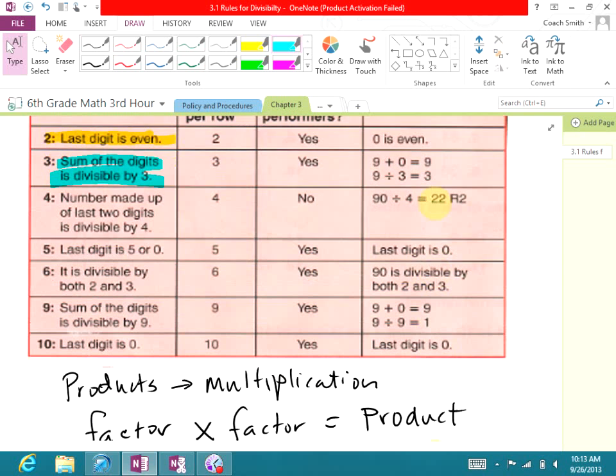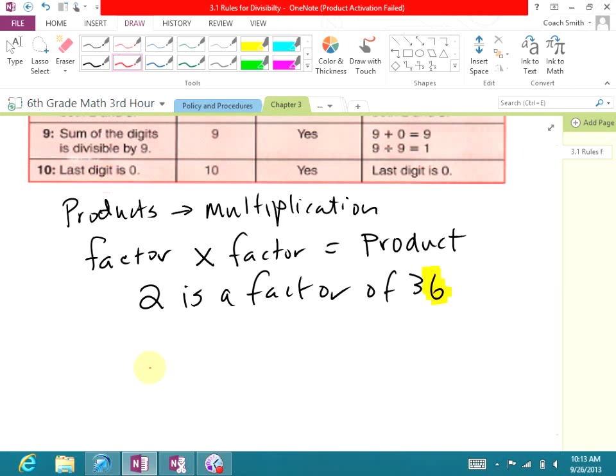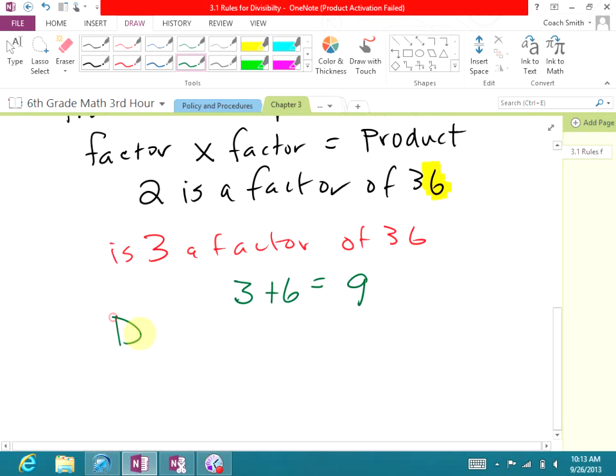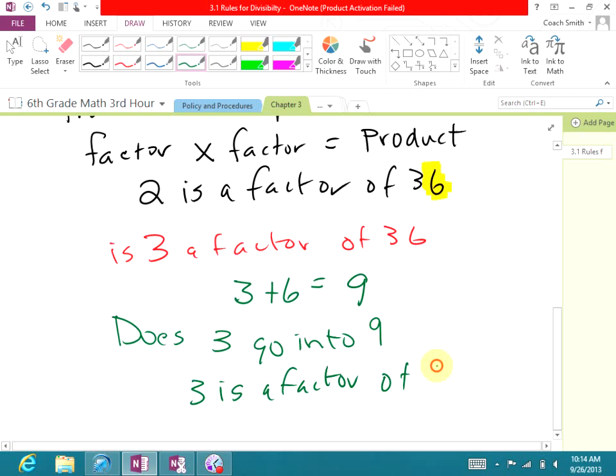So what they want us to do is come down here. So, is 3 a factor of 36? Well, then what I do is I take 3 plus 6. What is 3 plus 6? 9. Okay, then I ask myself, does 3 go into 9? Yes. So 3 is a factor of 36.